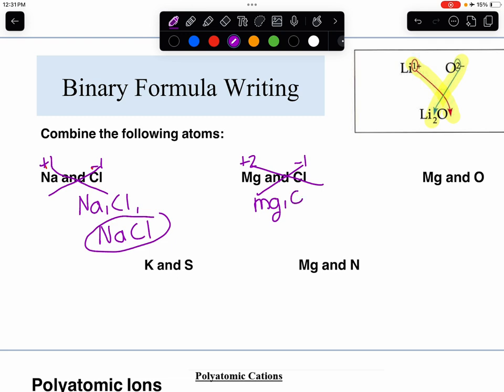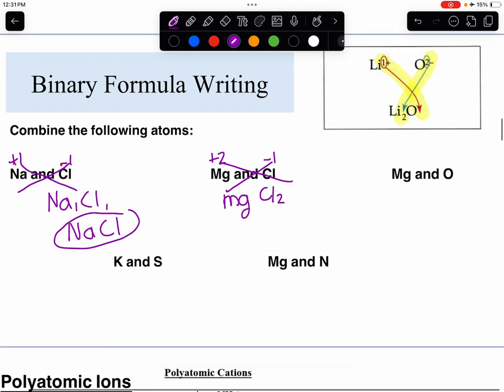Again, you can write that one or you don't have to write that one. So I'm just showing you what that looks like. I'm going to erase that and make that just MgCl2. Okay? Now we have Mg group 2. We have oxygen -2. Bring those down.